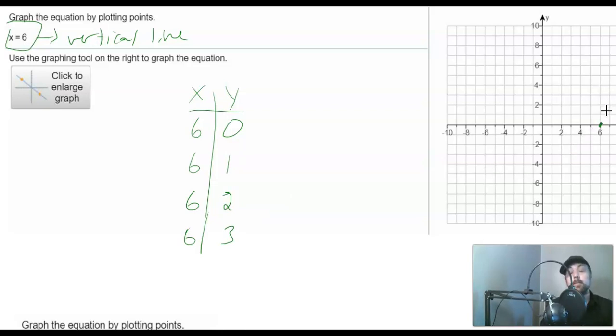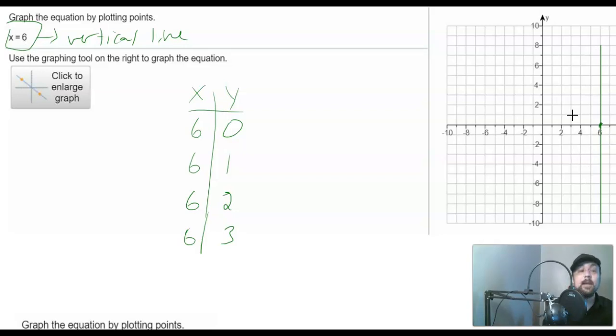So if that's all you do on the test, it's incorrect. What a lot of students remember is it's the vertical line that passes through 6 on the x-axis. So it's going to look like this. And on paper, that's easy enough to do. You know that this equation is a vertical line, it should pass through 6 on the x-axis, and so you draw this vertical line going through 6 on the x-axis.